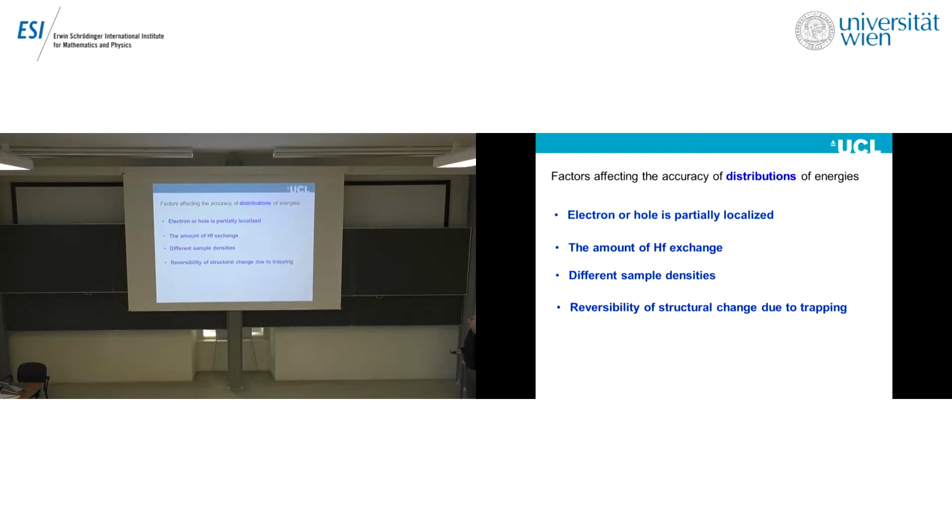Finally, I don't have time to talk about this, but a very important factor is the reversibility of structural change due to trapping. If you trap electrons or holes in these disordered systems, the structure changes irreversibly in some cases. The structure is metastable, since it is an amorphous structure, and the polaron introduces a very big perturbation. Therefore, some atoms move into different positions. If you then take an electron or hole away and reoptimize the structure, you get into a different structure. This is what is called the reversibility or irreversibility problem, so one needs to be very careful about that.